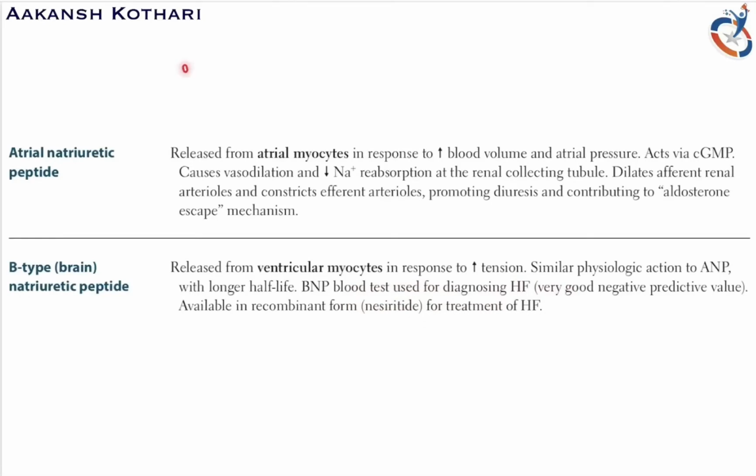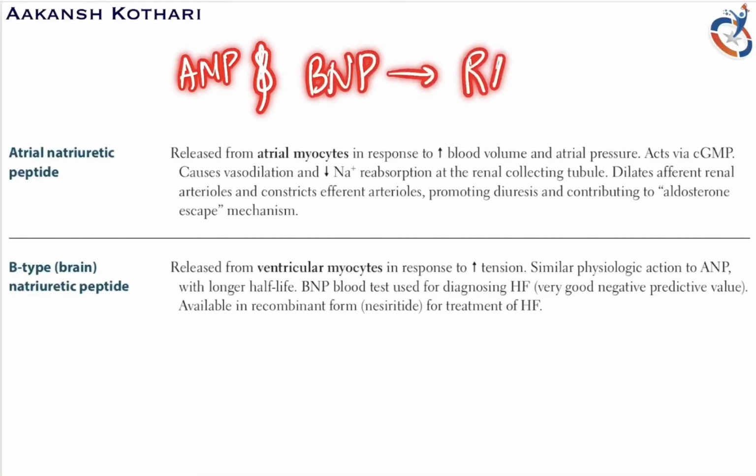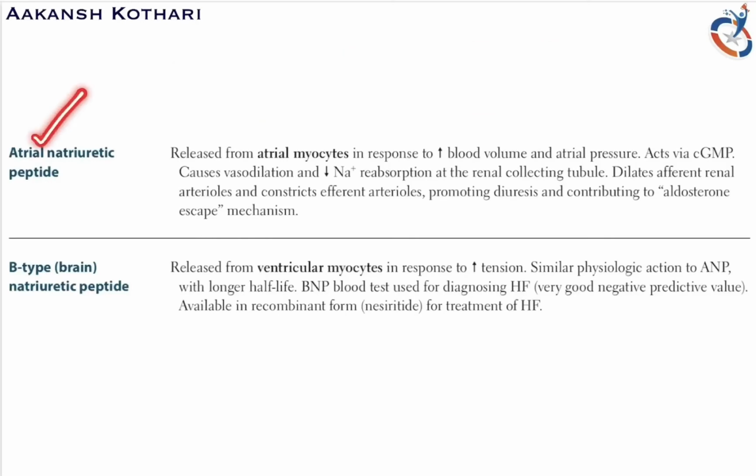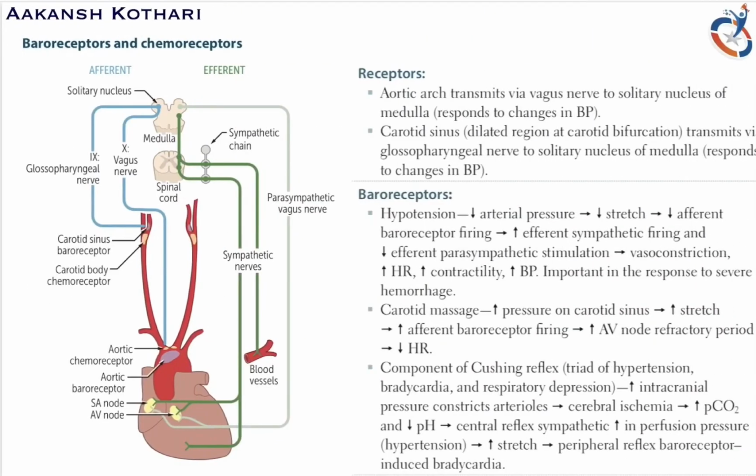Now, along with ANP and BNP, there is also the renin-angiotensin-aldosterone system. Okay, I have already discussed ANP and BNP in the renal system and even a separate video on the renin-angiotensin-aldosterone system, so please check that out. Now let me just directly jump into baroreceptor mechanisms.